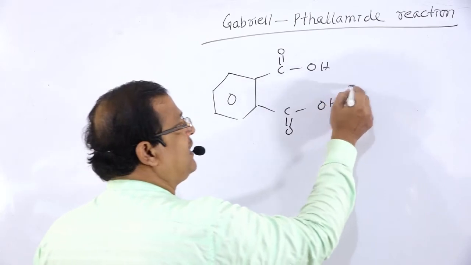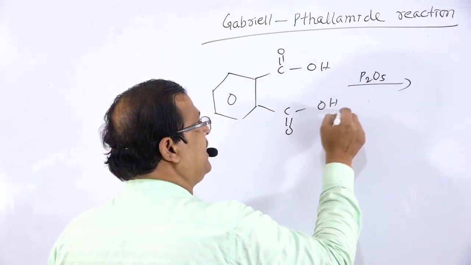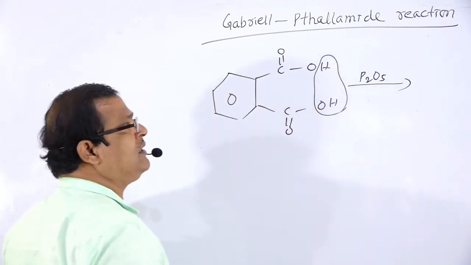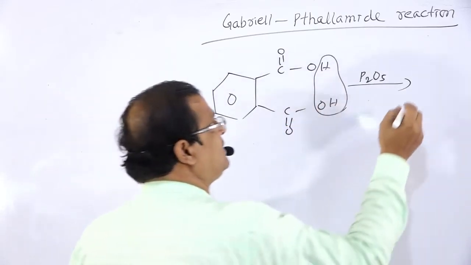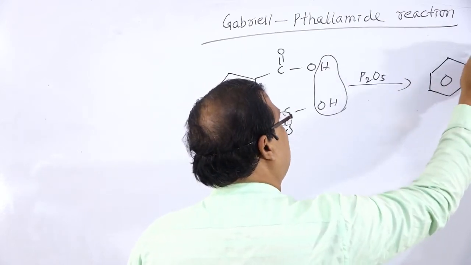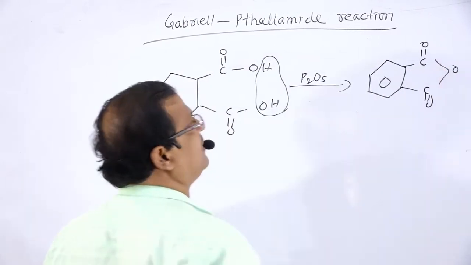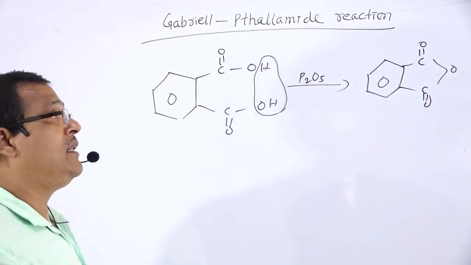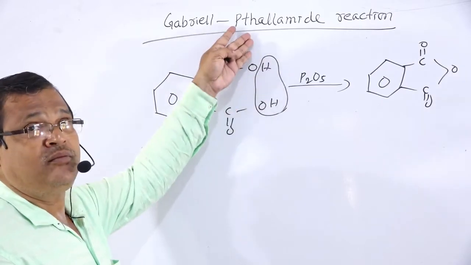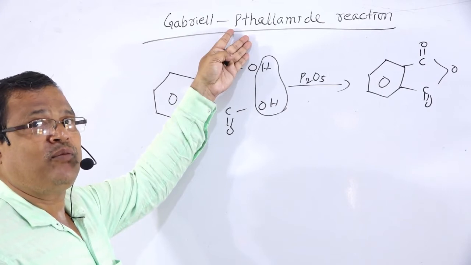Whenever that is treated with P2O5, the dehydrating agent, H and OH are removed in the form of water, and there is the formation of phthalic anhydride. This is the formula for phthalic anhydride. This is not the reaction; I am just showing how that formula is obtained.